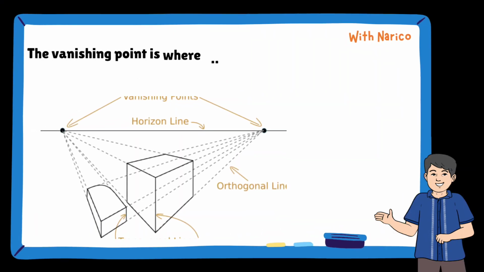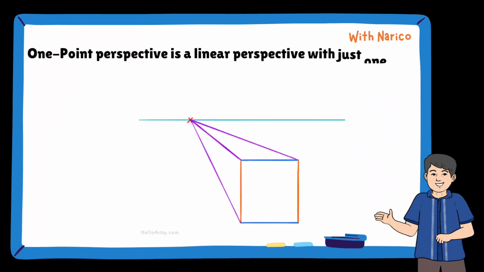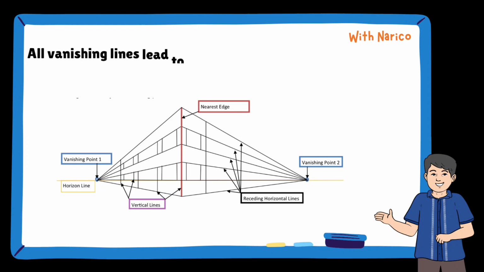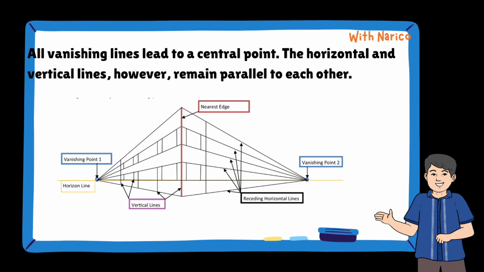The vanishing point is where all parallel lines intersect and is always on the horizon line. One-point perspective is a linear perspective with just one vanishing point. All vanishing lines lead to a central point. The horizontal and vertical lines, however, remain parallel to each other.